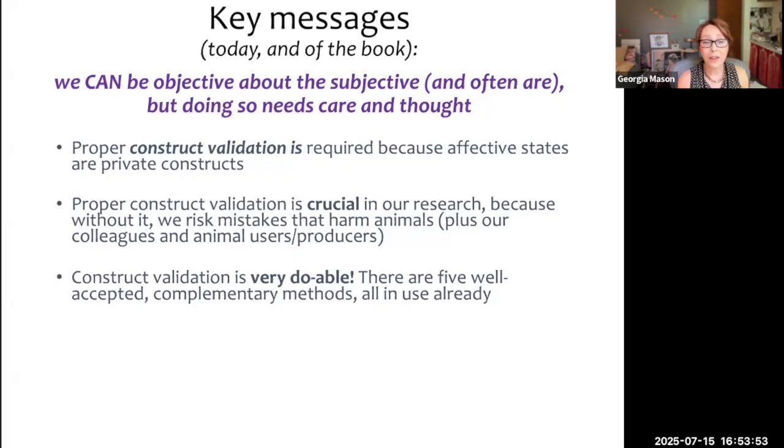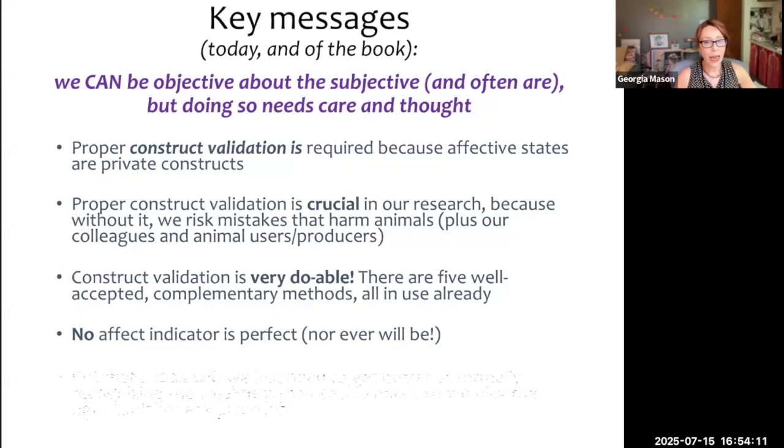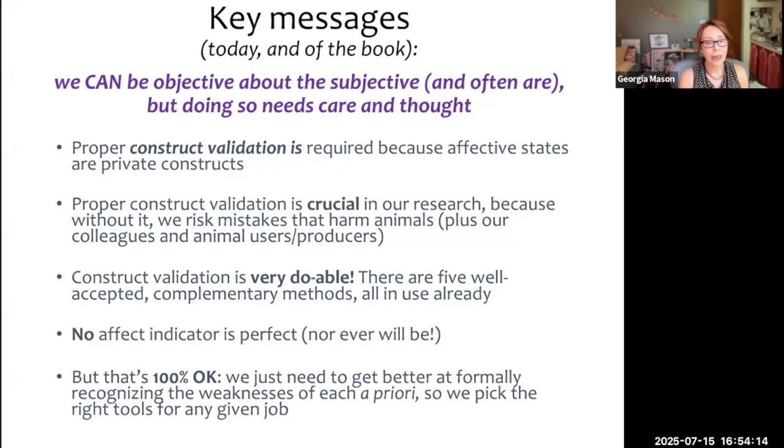Construct validation is also very, very doable. There are 5 well-accepted complementary methods that are all in use already and that are all pretty well understood. So we can do this, and we do. But even when we have valid indicators, none is perfect. They're never going to be, but that's 100% okay if we just get better at formally recognizing the weaknesses of each one a priori, where each one fails to be responsive, where each one fails to be selective. We can then pick the right tools for a given job and use them in a way that's going to be more correct and accurate.